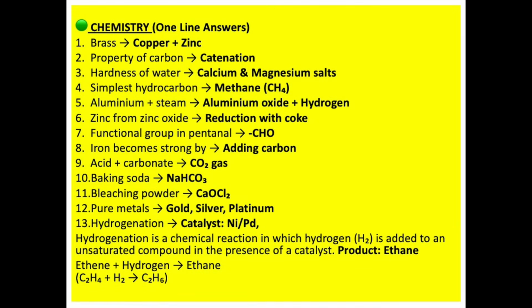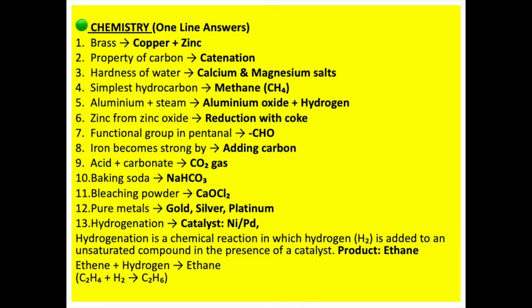Now let us revise chemistry. Brass is made up of copper and zinc. Carbon shows catenation property. Hardness of water is due to calcium and magnesium salts. Simplest hydrocarbon is methane. Aluminium reacts with steam to form aluminium oxide and hydrogen. Zinc is extracted from zinc oxide by reduction with coke. Functional group in pentanal is CHO. Iron becomes strong when carbon is added.